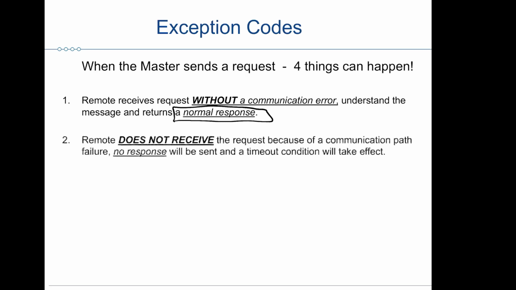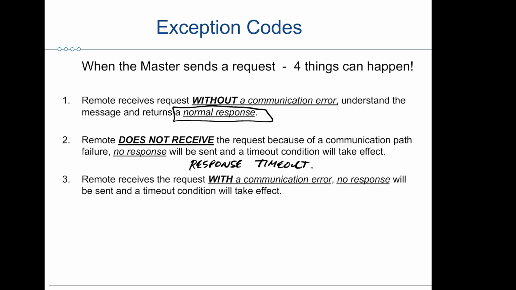You could have it does not receive the request at all, and then the master will start waiting for a certain amount of time for a response to come from that server. And if it doesn't get a response, it goes into a communications timeout, what's called a response timeout. So that would result in a response timeout. Then of course you have the remote receives the request with a communications error. No response will be sent, and timeout will be the same thing. We'll get another response timeout.